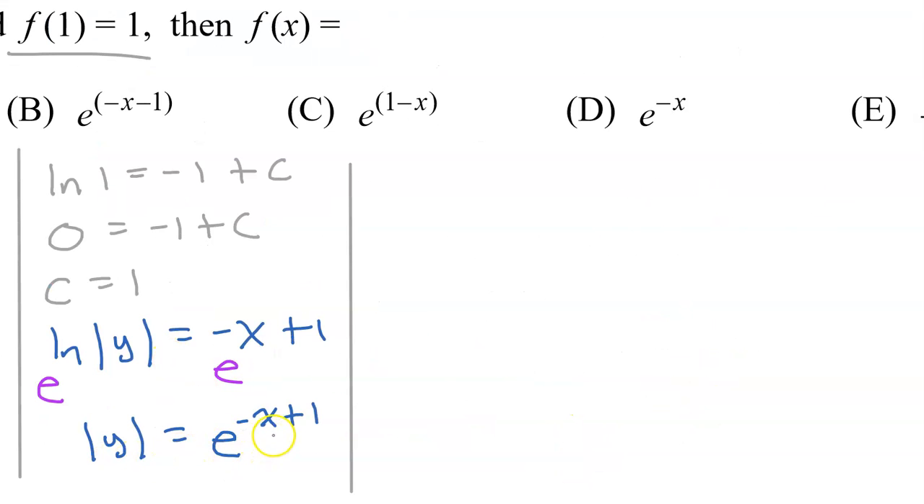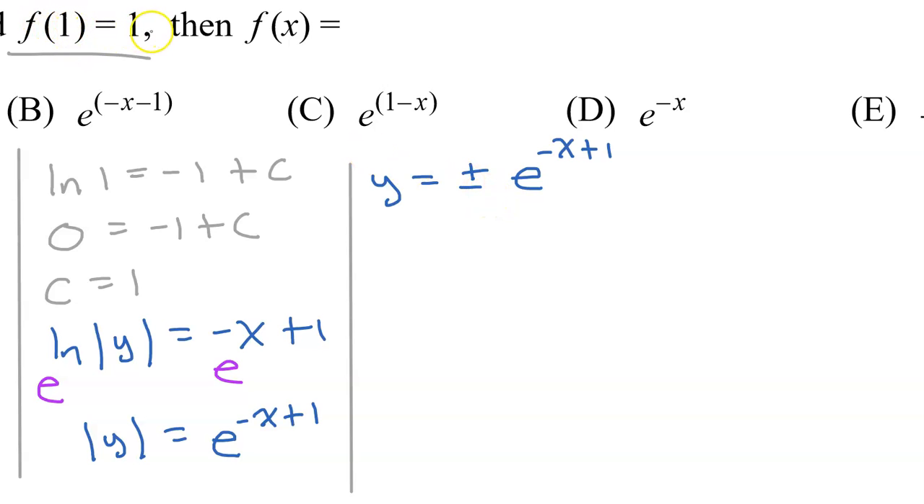So now we have this. When the variable you are solving for is inside of the absolute value, you can take it out as long as you make the other side plus or minus. So we have plus or minus e to the negative x plus 1 power. Only one of these is the right answer. So we can use the initial condition f at 1 is equal to 1 to decide which one is correct.